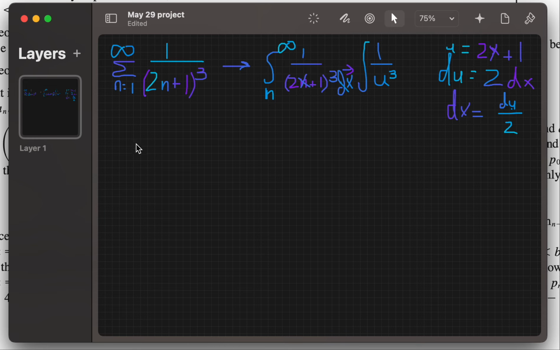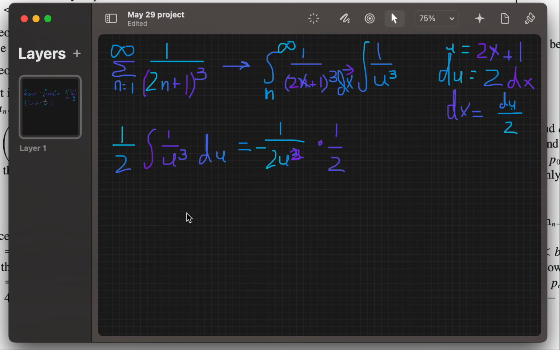So integrating this, we end up with 1/2 times the integral of 1 over u cubed du, which is equal to, remember the integration rules, you have negative 1 over 2u squared times 1/2.